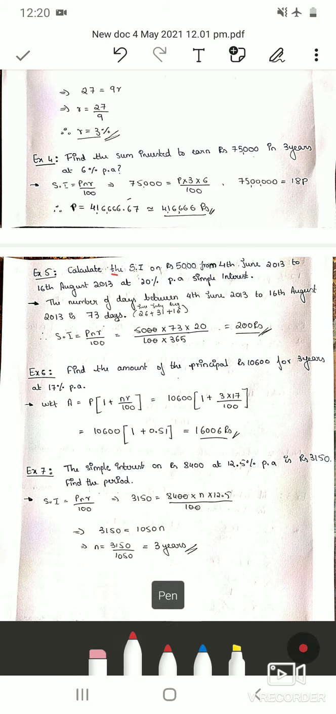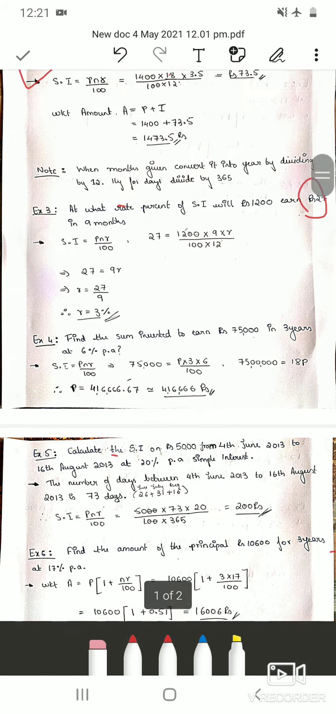So here P is 10,600 into 1 plus, in place of n we have 3 years and in place of rate we have 17, so it will be 3 into 17 by 100. First calculate this. 3 into 17 by 100 turns out to be 0.51, then add 1 to it and then multiply with 10,600, which will be 16,006 rupees.